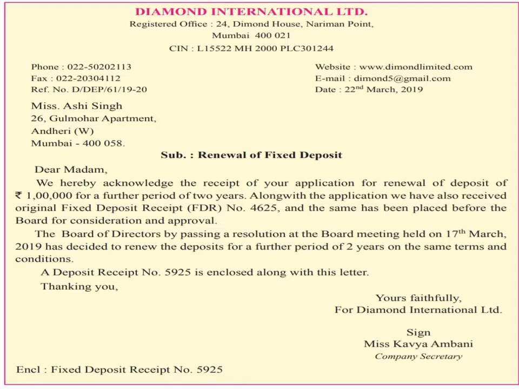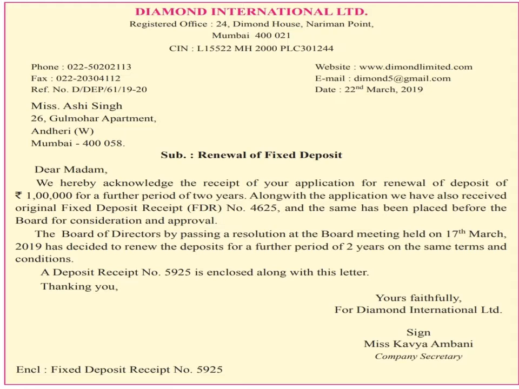Dear Madam, we hereby acknowledge the receipt of your application for renewal of deposit of rupees 1 lakh for a further period of 2 years. Along with the application, we have also received the original fixed deposit receipt, number 4625, and the same has been placed before the board for consideration and approval.